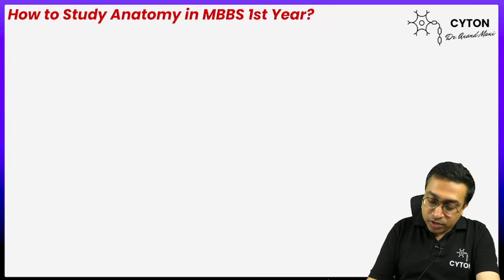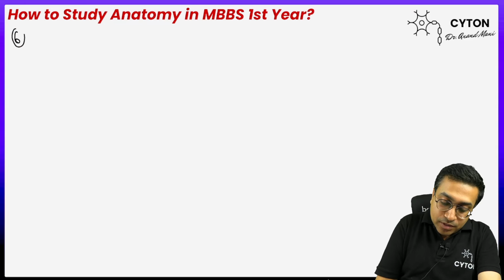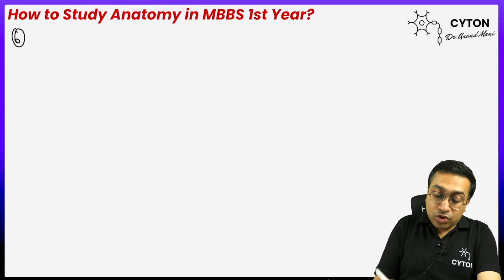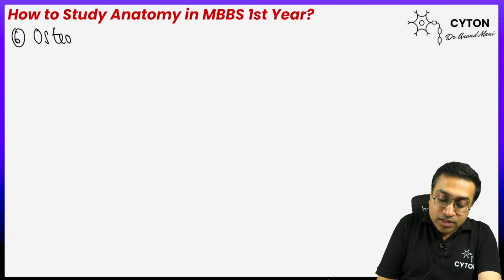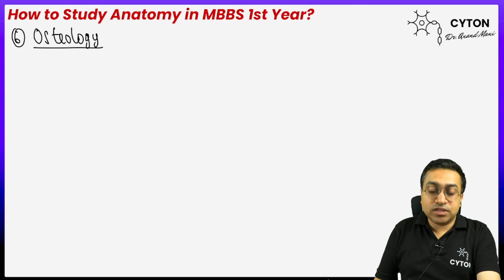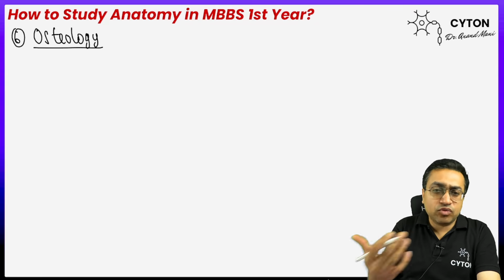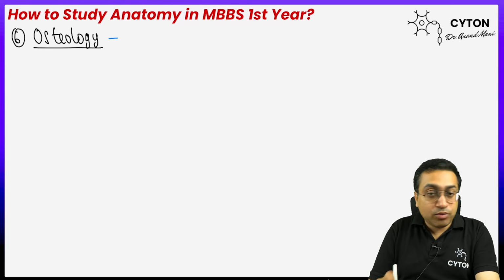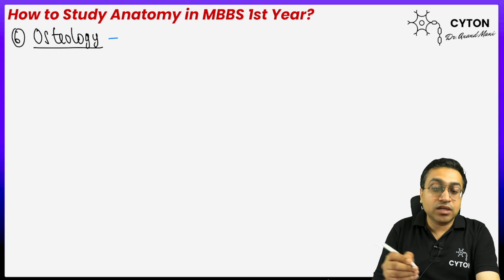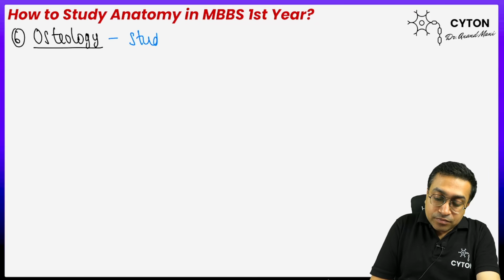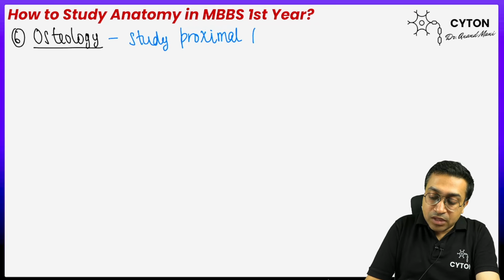Next we talk about number 6, that is osteology. Osteology is the study of bones, so you have been taught in your colleges regarding the bones. Suppose you are studying the humerus, then radius, ulna, and so on. To study any bone, I would prefer you to study the proximal and distal bones together.